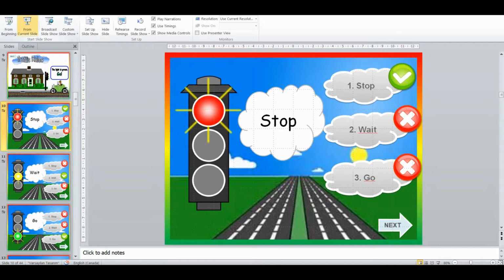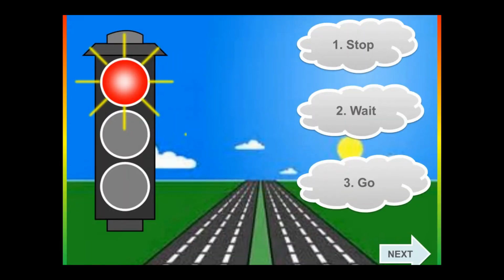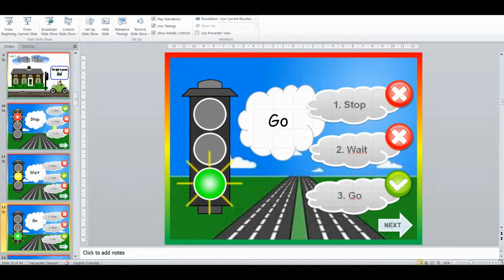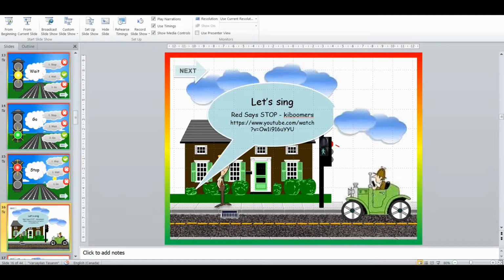Here we're going to do some comprehension questions. I show them the traffic lights, and they've got multiple choice to choose which is the correct answer. We go through those comprehension questions, and then we're going to sing a song about the traffic lights.